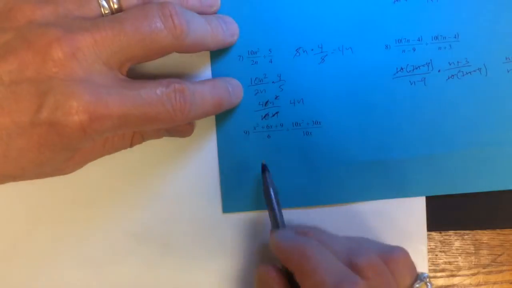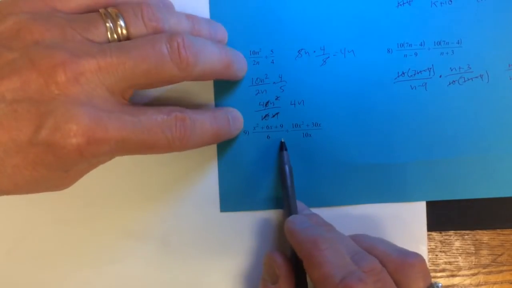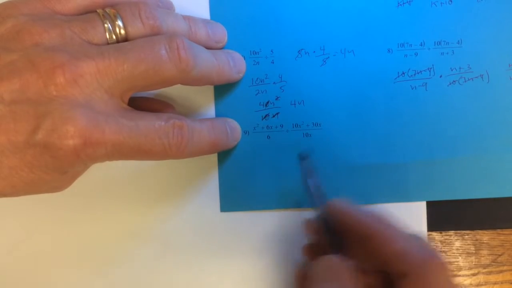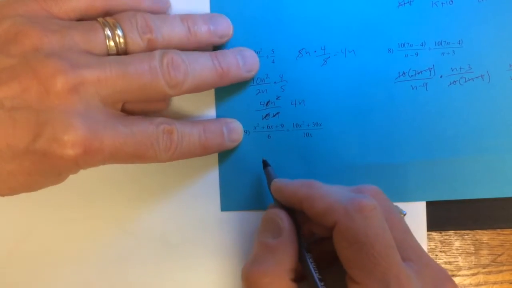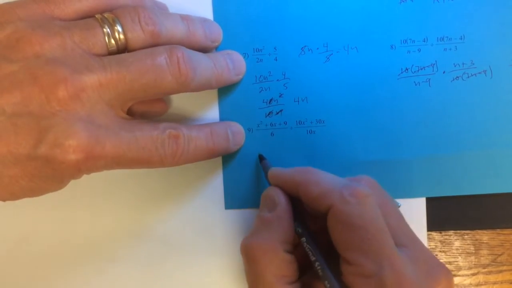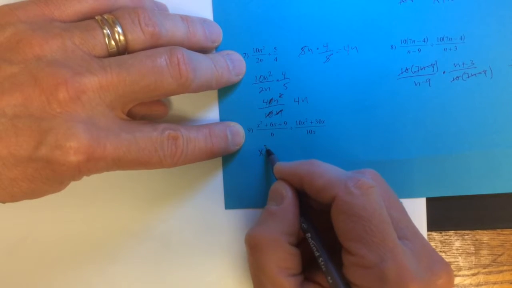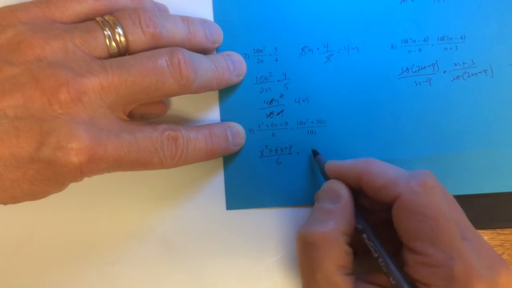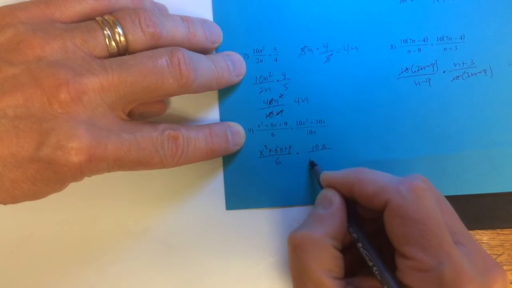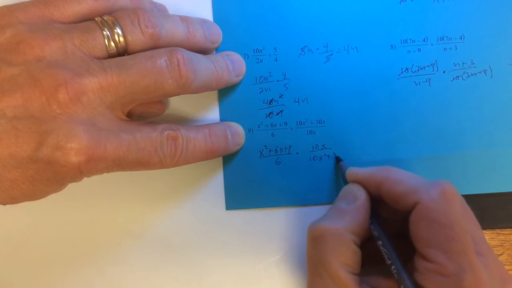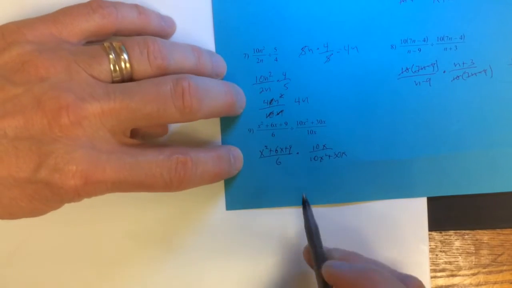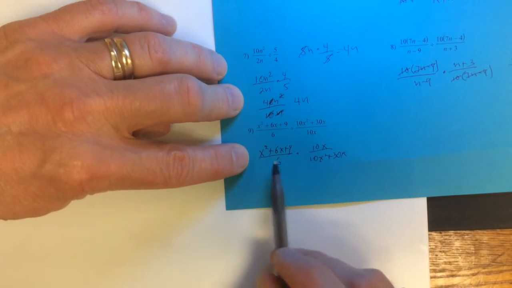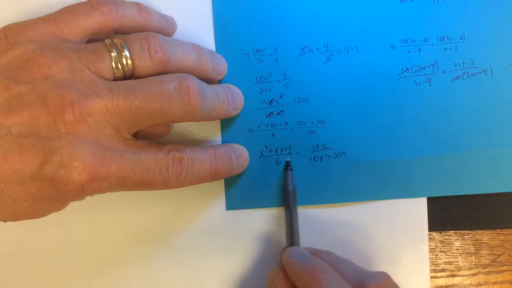Lastly, this one here, follow the rule, reciprocate and multiply. So this would be x squared plus 6x plus 9 over 6 times 10x over 10x squared plus 30x. Okay, now I'm going to factor. This can be factored, this trinomial. What two numbers multiply together give you 9, but add together give you 6.